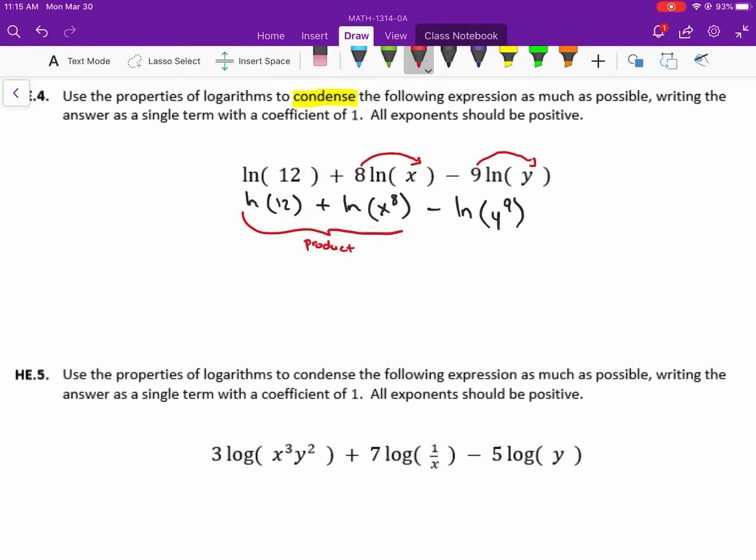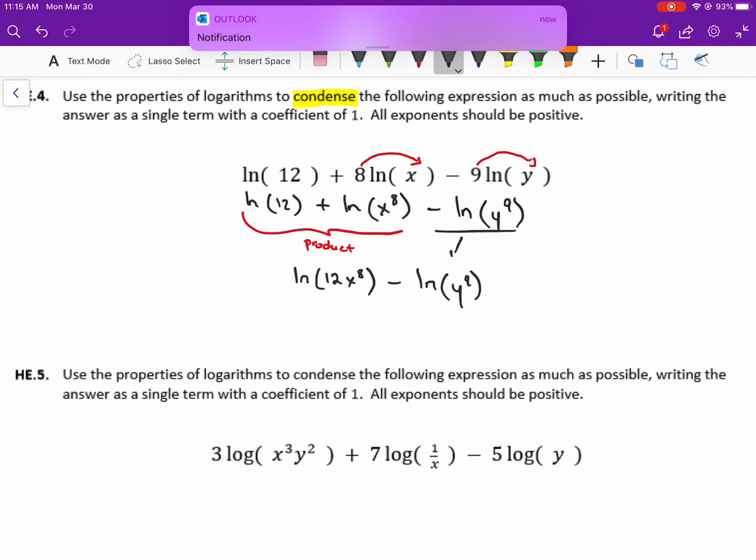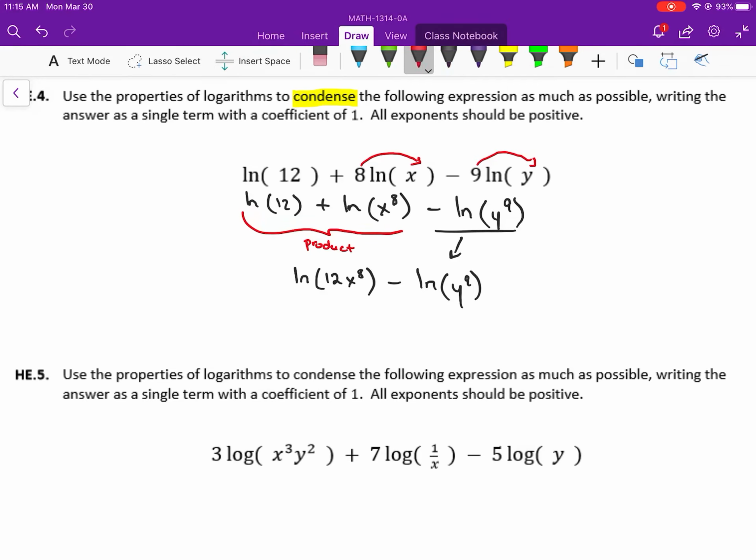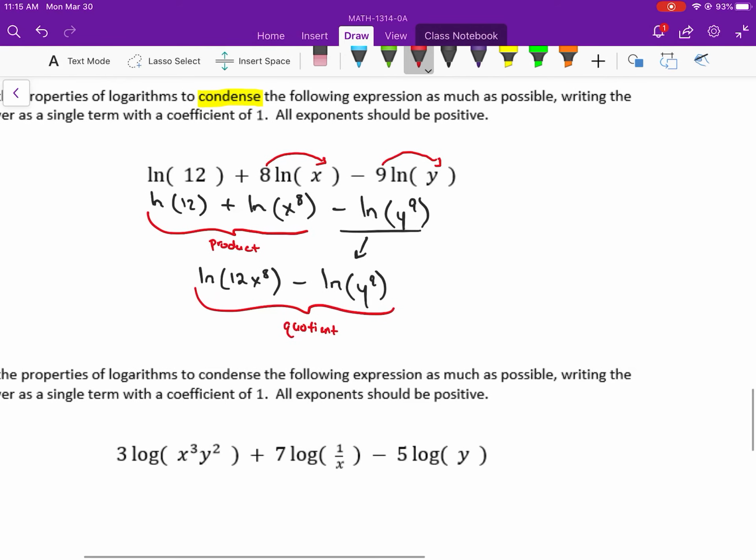Alright, next part here. I see addition there, which means this is the product property. So we're going to rewrite that as one statement using multiplication. So we're going to get ln of 12 times x to the 8th power minus ln of y to the 9th, because we haven't done anything with that yet. So this is just going to move straight on down there. All right, last part here, I see subtraction, so that is the quotient property.